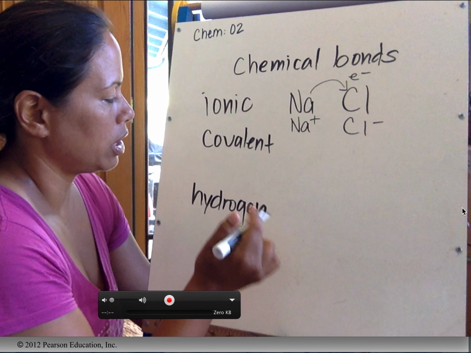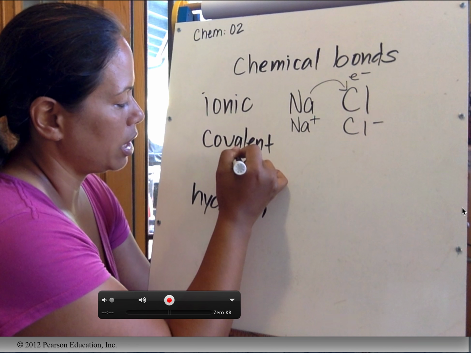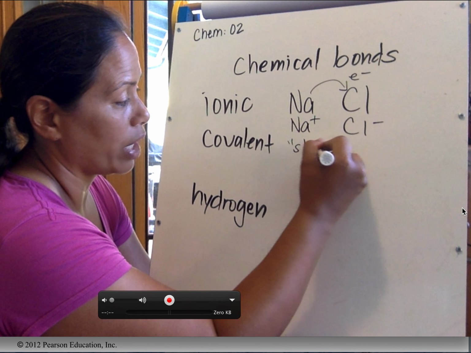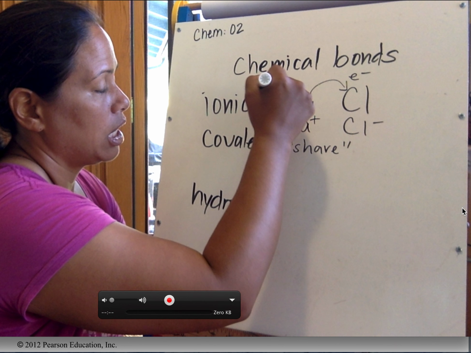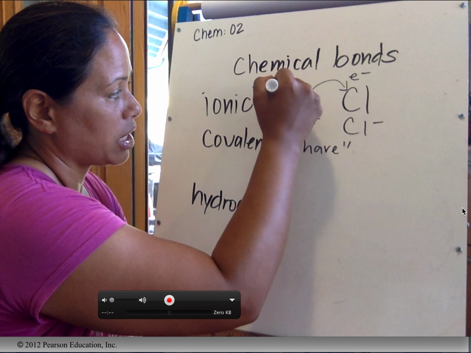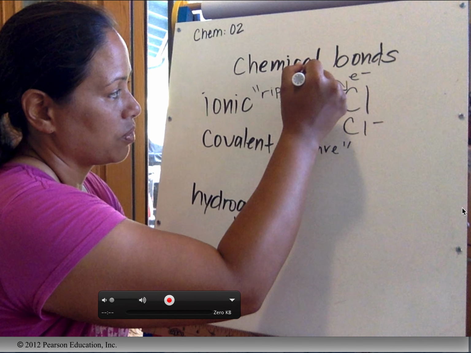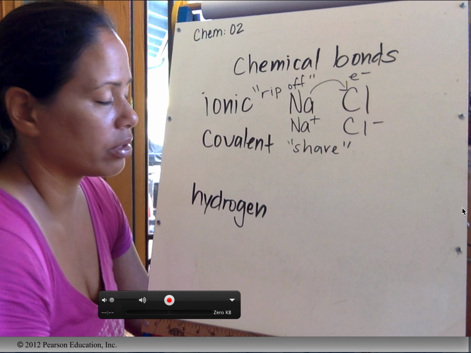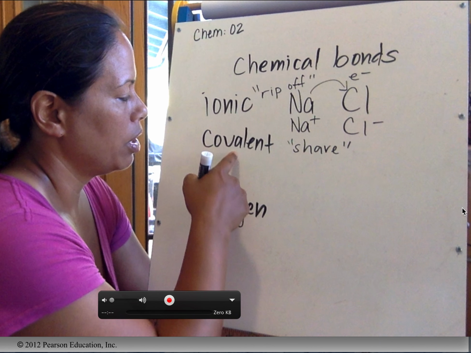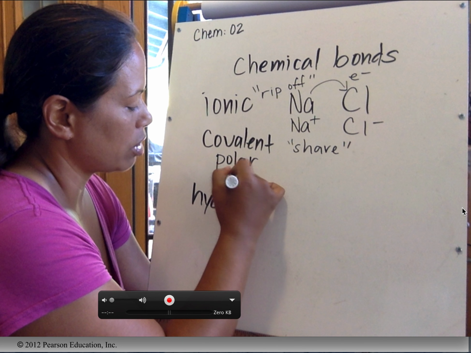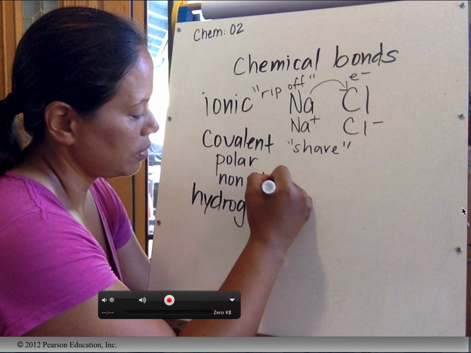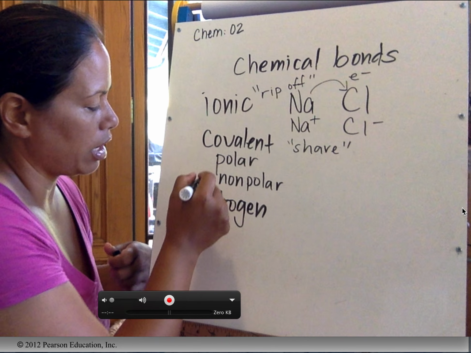Let's do covalent bonding. There's two types. There is, and this is sharing. They share the electron. This one is, they do not share. It's basically a rip-off. So I'm writing that so you guys can remember it. There's technical jargon you can always look up. So covalent bonds, there's two types. There's polar covalent, and then there's non-polar covalent.